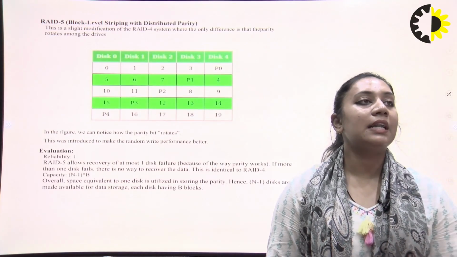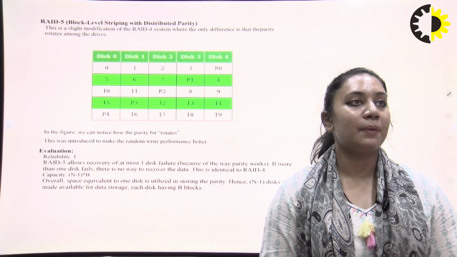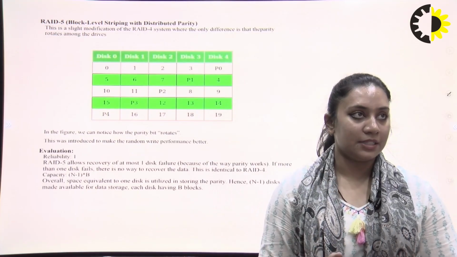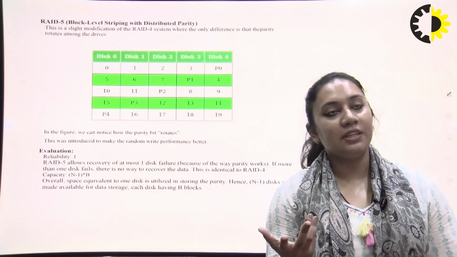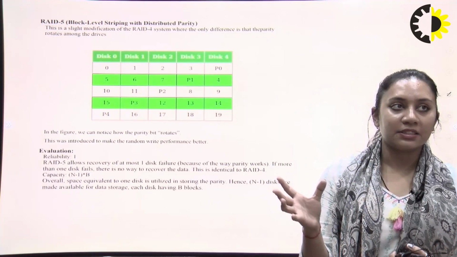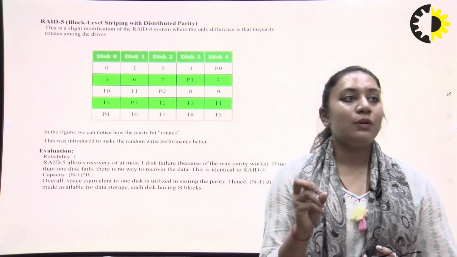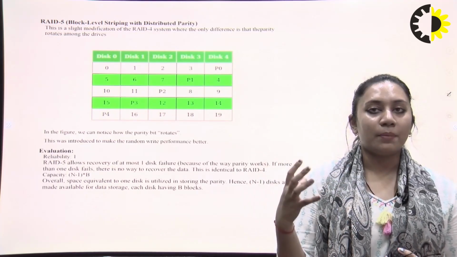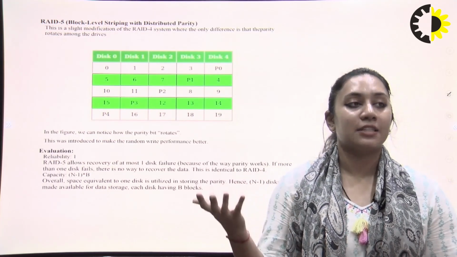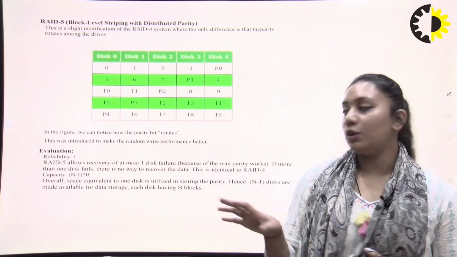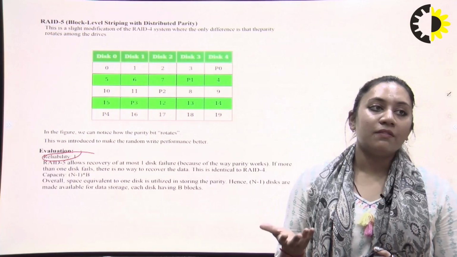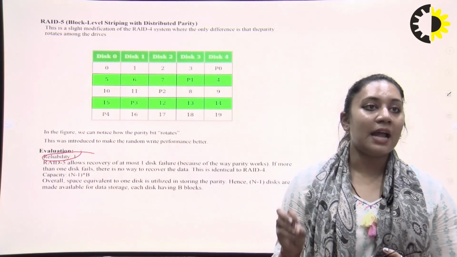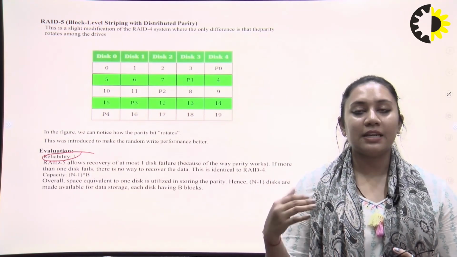Next, we have RAID level 5, which is block level striping with distributed parity, right? It is a slight modification of RAID level 4, where the only difference is that the parity rotates among the drives. So it can give you random read and write operations, which give better flexibility, right? If I want to check the reliability, RAID level 5 allows recovery from at most one disk failure, and if more than one disk fails, it cannot recover the data.